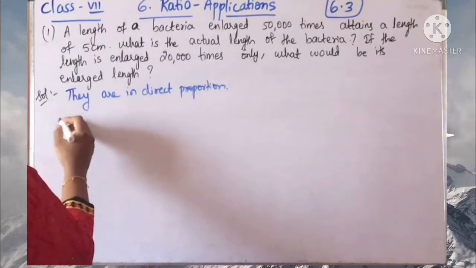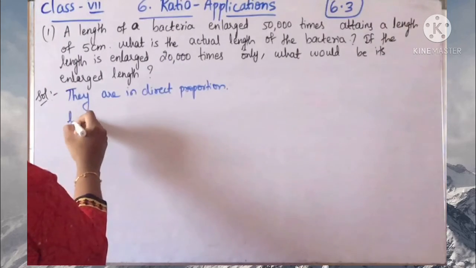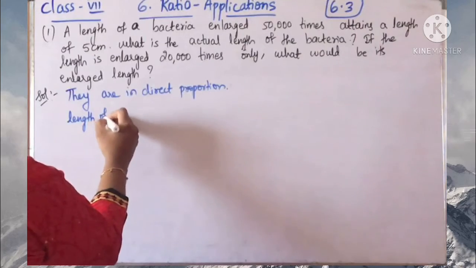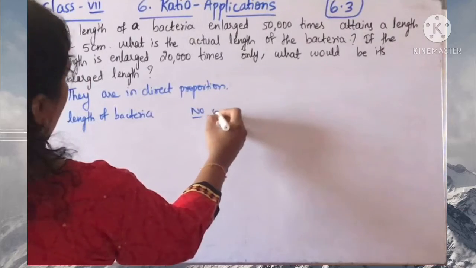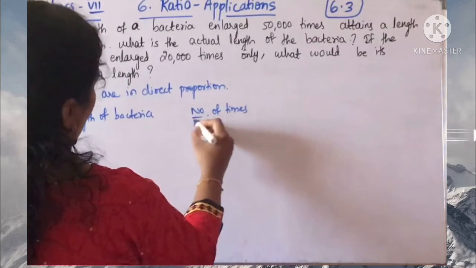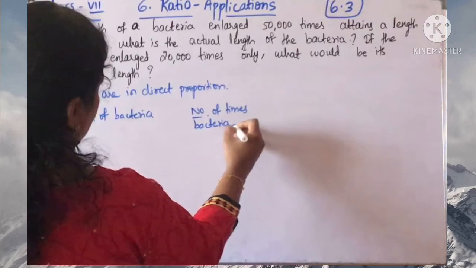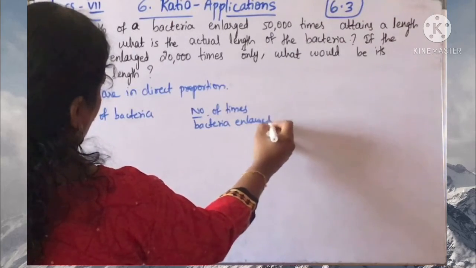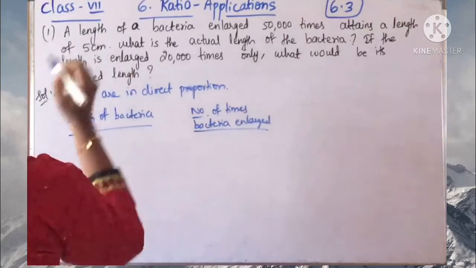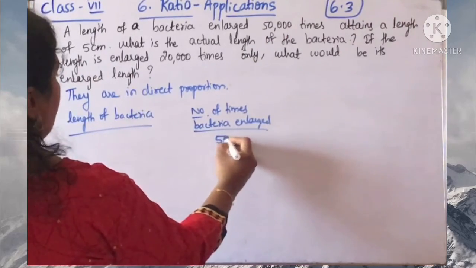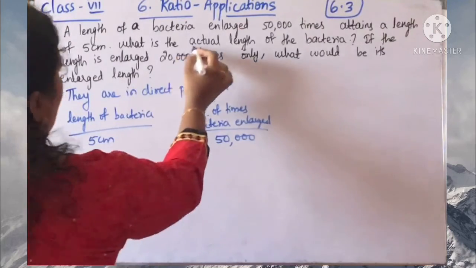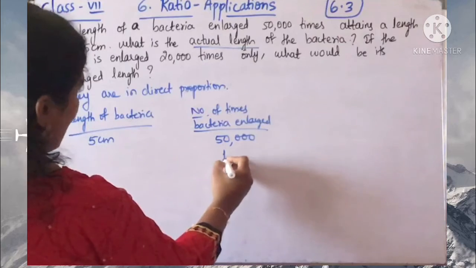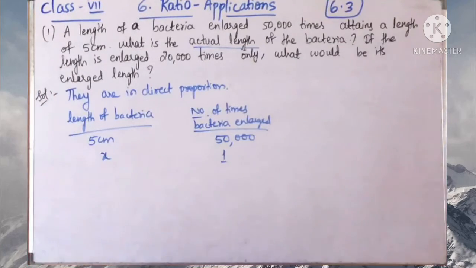Now, here we have the length of bacteria and the number of times the bacteria is enlarged. They have given 50,000 times when it is enlarged, it is 5 centimeters. They are asking what is the actual length. Actual length means 1 time, how much? When 50,000 times it is 5 centimeters, then 1 time is how much?